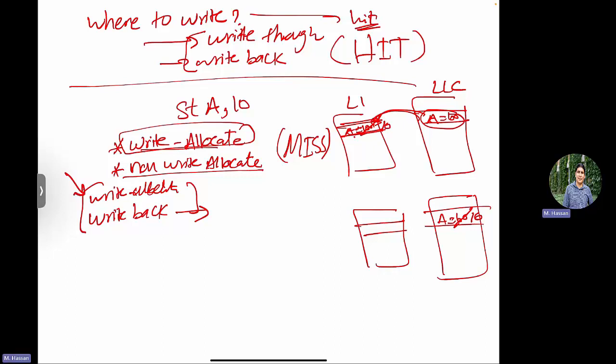Good? Then for write through, it's mostly a non-write allocate write through cache. But just to be fair, write through can work with both, right? Because write through has no implication. It can be write allocate or non-write allocate, right?